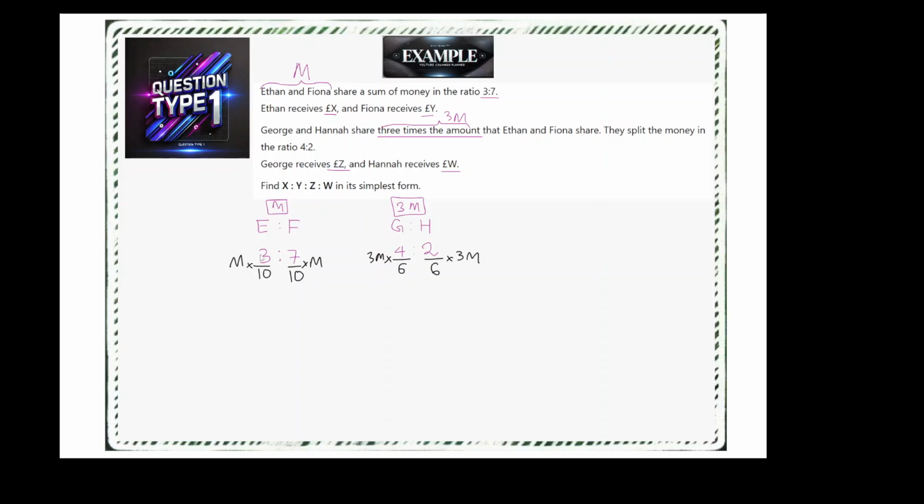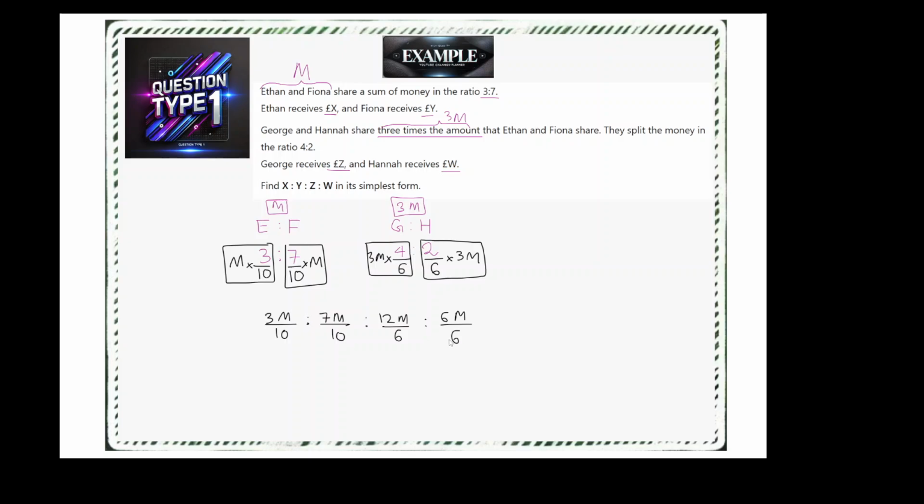All we need to do is find the ratio between this amount here and this final amount here, and then simplify it. Let's do that one. So, 3M over 10 is to 7M over 10 is to 3M times 4, 3 times 4, 12M over 6, is to 2 times 3, 6M over 6.